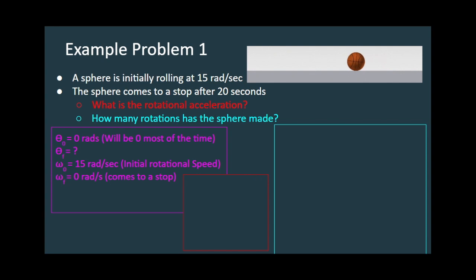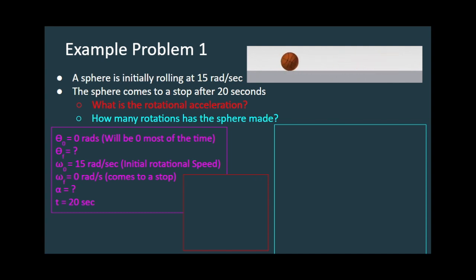Next, we have our final omega, which is 0 radians per second, and that's because it tells us that it comes to a stop, meaning that it's no longer moving. If it's not moving, it has no angular velocity. So the alpha, or the angular acceleration, is unknown because that's what it's asking us to solve for. And lastly, the time has been given to us in the problem. It's just 20 seconds.